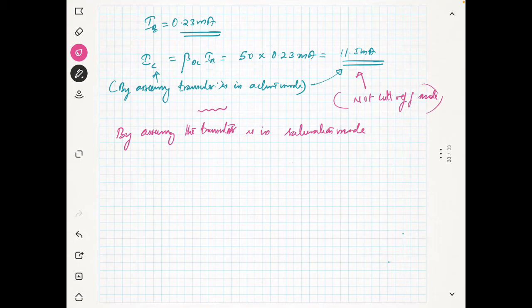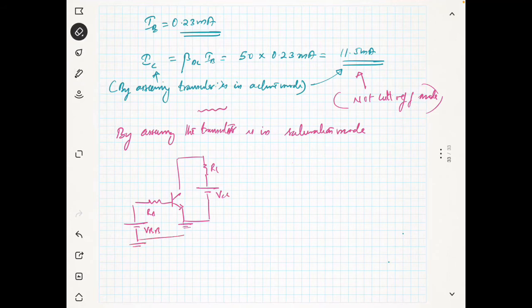But what is the situation of this current? Whether IC is equal to beta IB is valid or not, whether it is a true current, that we are going to examine, okay. So by assuming the transistor is in saturation mode, we have this circuit like this. We have RC and VCC, and now we have RB and VBB, okay. This is connected here, and everything is grounded.